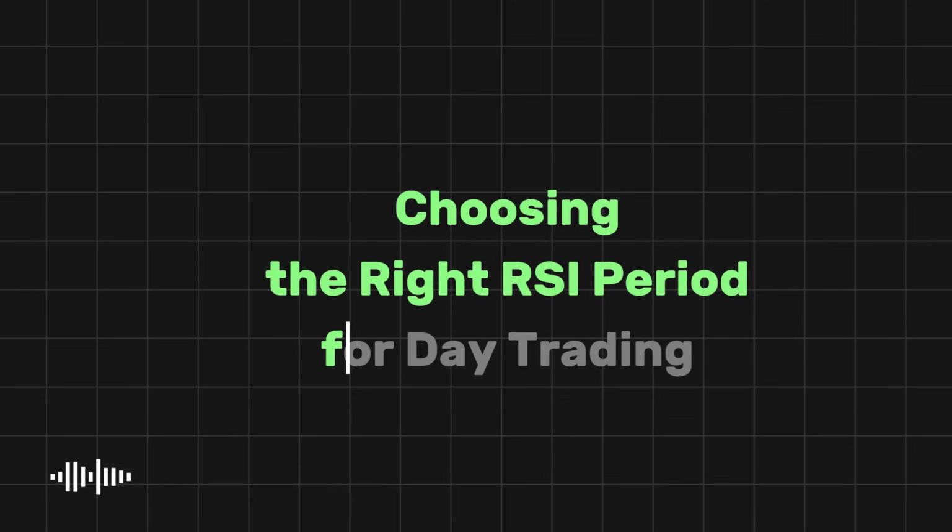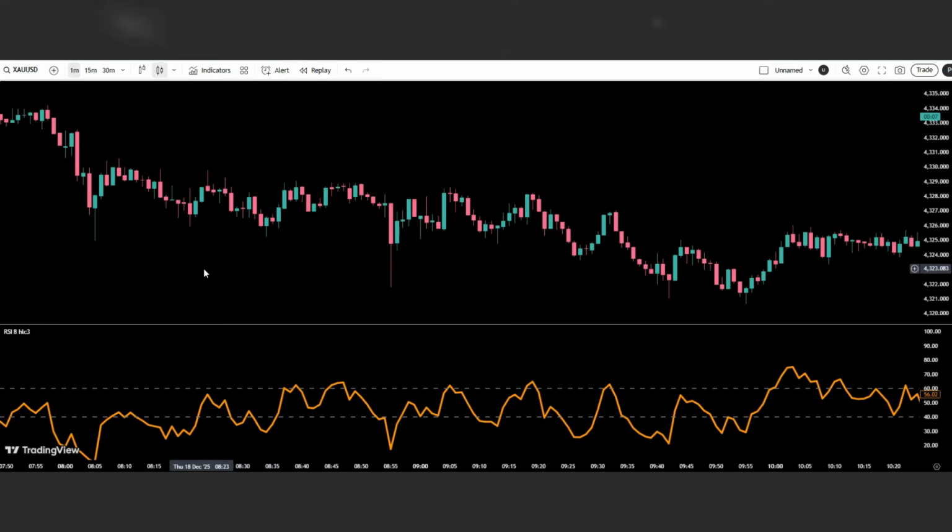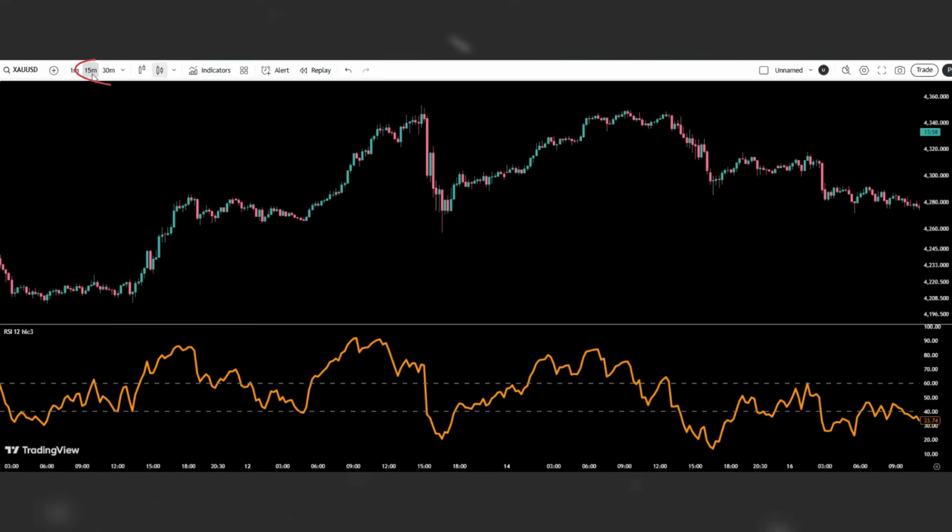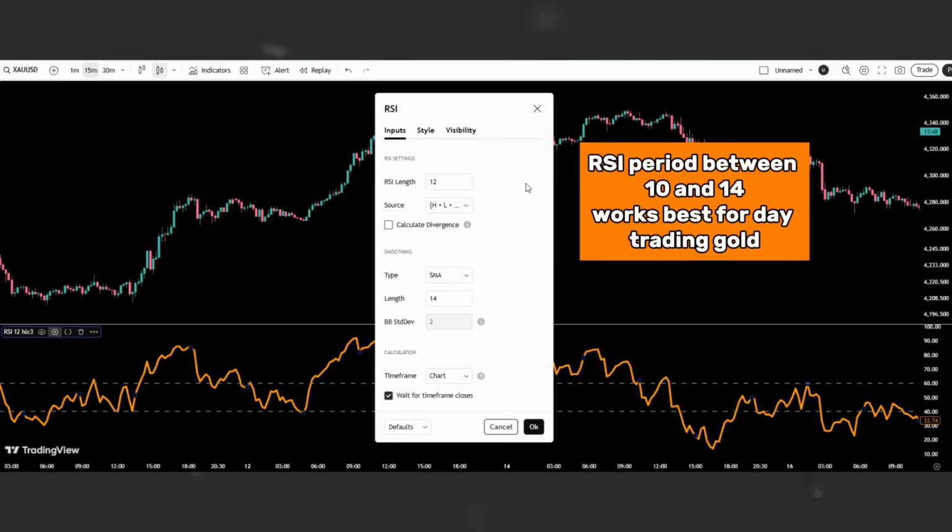Choosing the right RSI period for day trading. For scalping, we use a fast RSI like 8 to react to quick moves. But for day trading on 15 or 30-minute charts, price moves slower, so we need a smoother RSI. The RSI period between 10 and 14 works best for day trading gold.